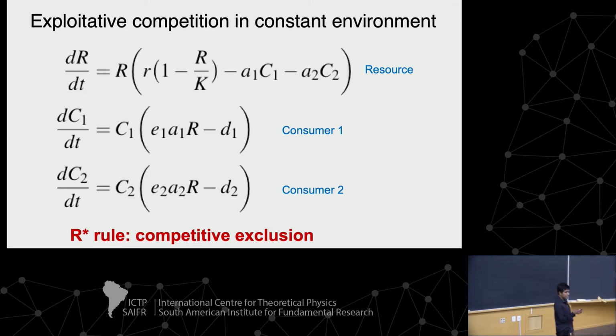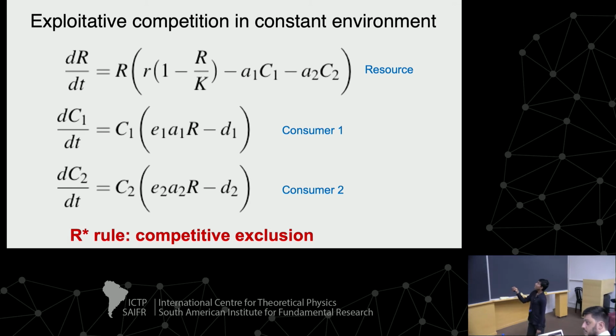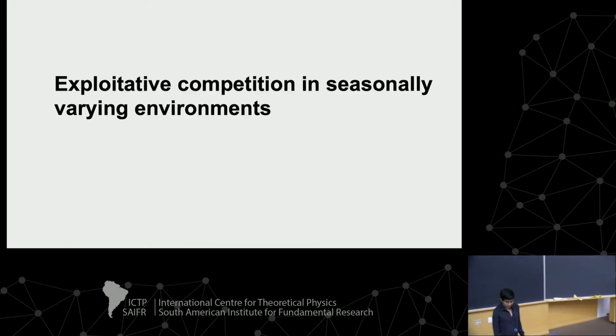In a constant environment, we know that in this kind of system, the R star rule operates, and the consumer that has the lowest R star will win. What we are going to ask now is, how does exploitative competition in the same system operate in seasonally varying thermal environments? Seasonal variation is everywhere. So that's where we start.